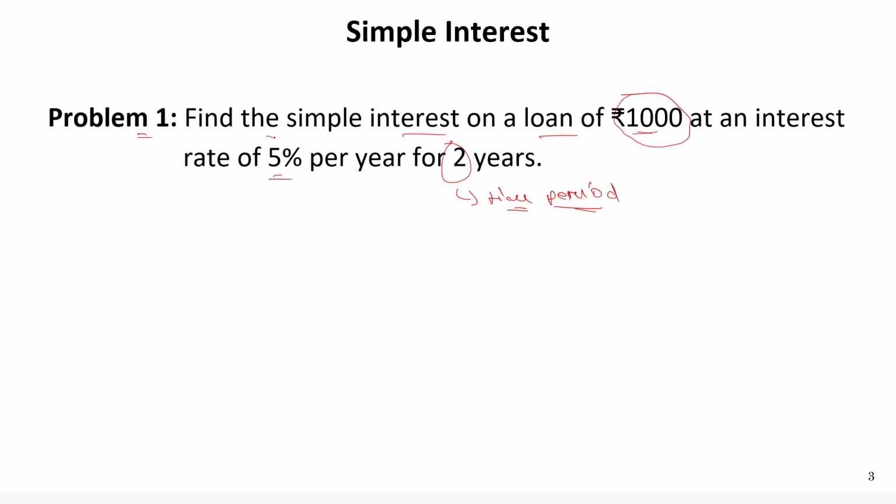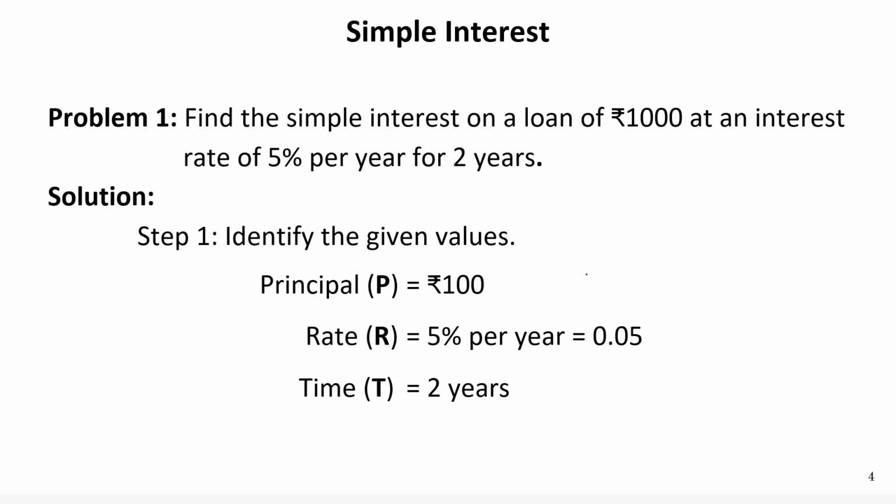We already know the formula for simple interest, that is equal to P into R into T by 100, when R is in percentage, not in decimal form. So it is 5. This implies that this is equal to 1000 into 5 into 2 by 100. We can cancel out 2 zeros from here. So we are left with 10 into 10 is equal to 100. So 100 must be the simple interest.